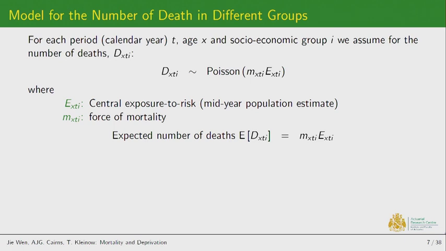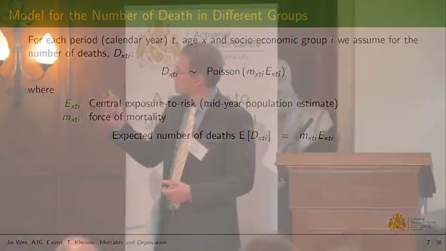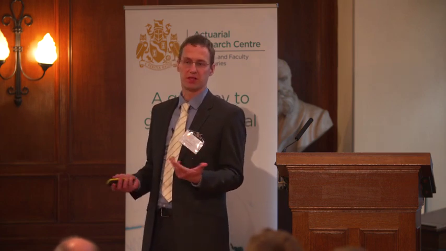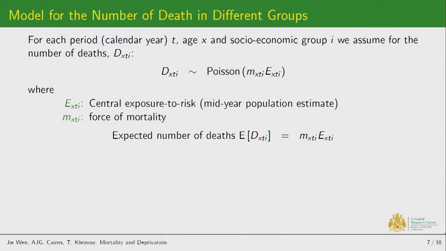We just make a head count of how many people live in the middle of the year in a specific decile. Of course, this model would imply that the expected number of deaths is exactly M times E, and therefore the force of mortality is often estimated as the number of deaths divided by the exposure. We can have a long discussion about whether the Poisson assumption is correct or not, but we assume it for most of our work, and we will base our estimates on maximum likelihood estimates for that model.